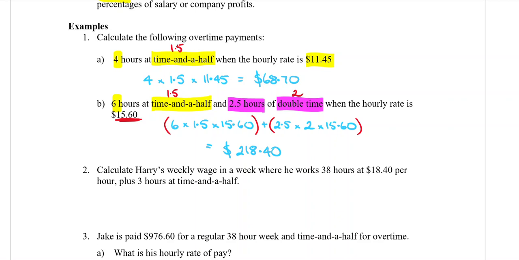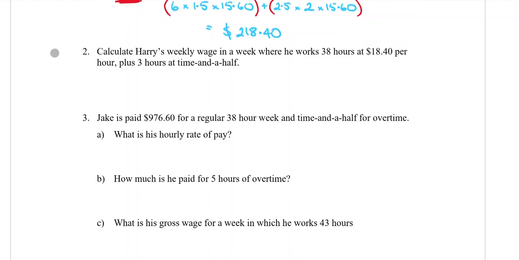Question 2. Calculate Harry's weekly wage in a week where he works 38 hours at $18.40 per hour. So that would be his normal pay, no overtime, just 38 hours at $18.40. So you would times them. You go 38 hours times $18.40.